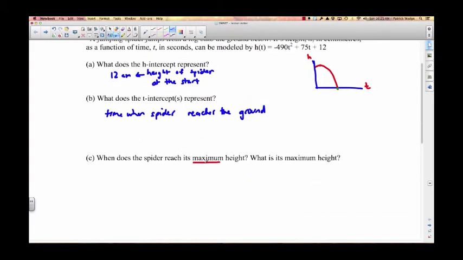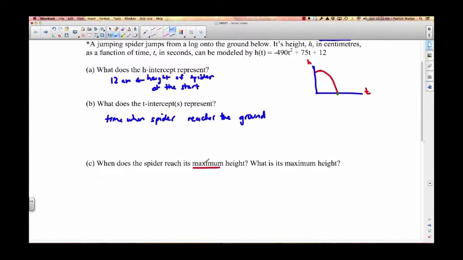Alright, when does the spider reach its maximum height? And what is its maximum height? Well, if we're interested in that, what we're interested in is the vertex, right? That'll tell us how high his highest point is, and it'll also tell us when he gets that point. That'll be the t amount of the vertex. So all we have to do is find the vertex of this parabola for that equation right there. How should we do it? I would use that little formula we learned last time. The x value, or in this case it's not the x value actually, is it? The t value is equal to negative b over 2a.